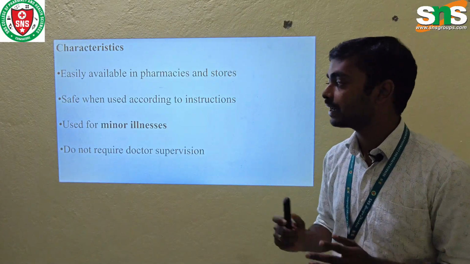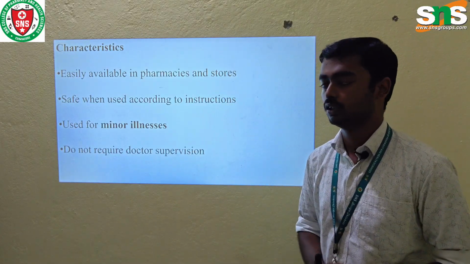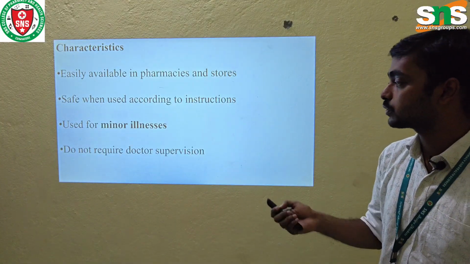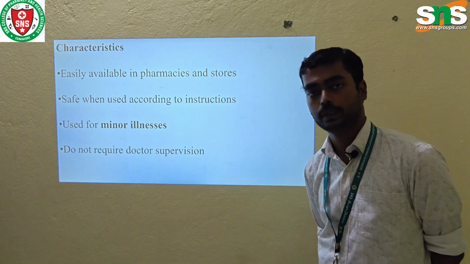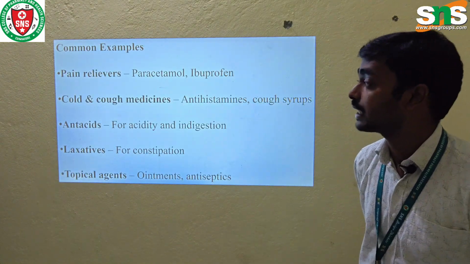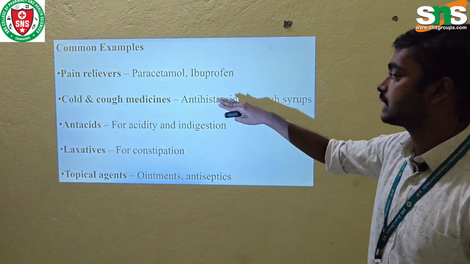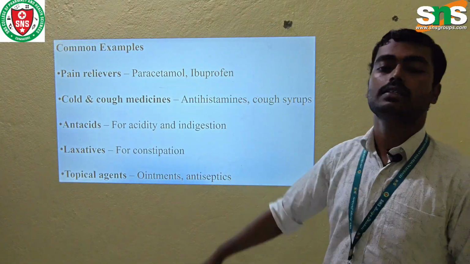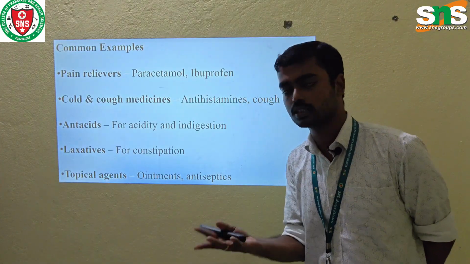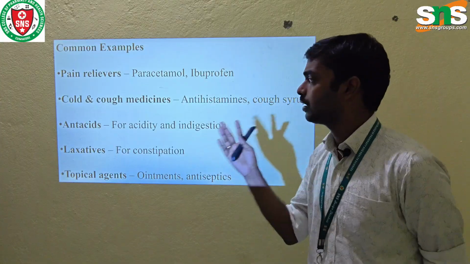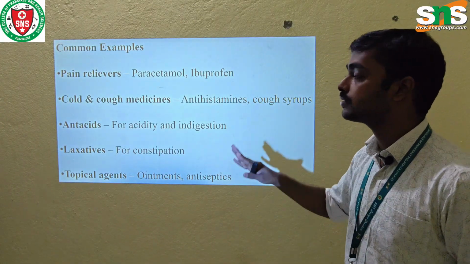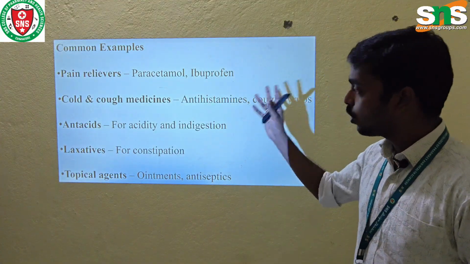They are used for minor illness. For minor illness, OTC drugs are used and do not require doctor supervision. Common examples of OTC drugs are mainly painkillers, for example paracetamol and ibuprofen. Paracetamol is used to treat fever and body pain, and ibuprofen is also used to treat fever and body pain. Then cold and cough medications, antihistamines and cough syrup, are also examples of OTC drugs.